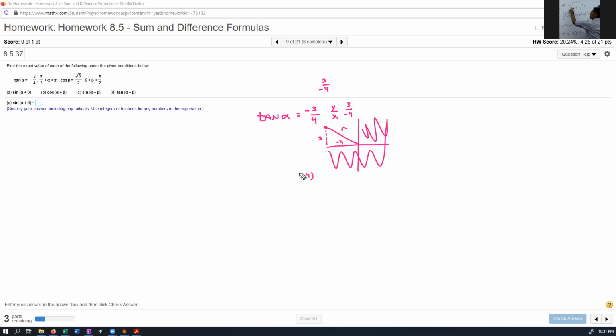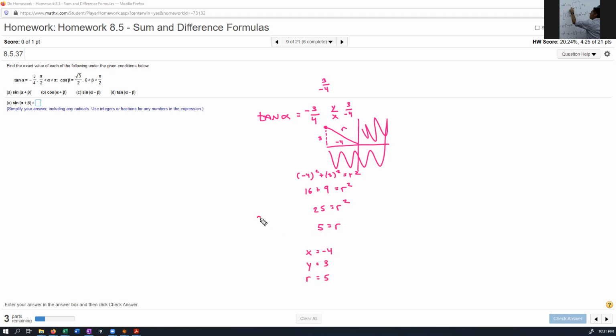So negative 4 squared plus 3 squared equals r squared. So 16 plus 9 is r squared. If you solve this, you'll get r squared is 25, so r is 5. And r always has to be positive. That's why I'm not looking at the negative here. So from this, I know that x is equal to negative 4, y is equal to 3, and r is equal to 5.